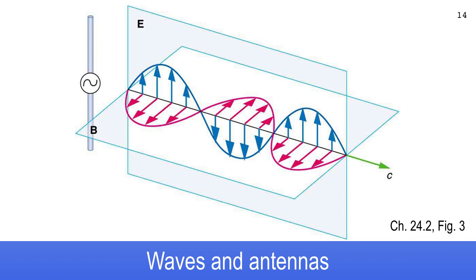And in the axis that is shown, the electric field marches off to the lower right. This is figure 3 of chapter 24.2, by the way. Let me see if I can get that over here.